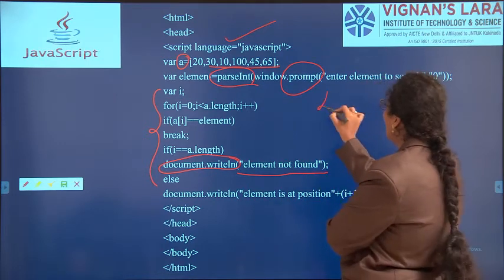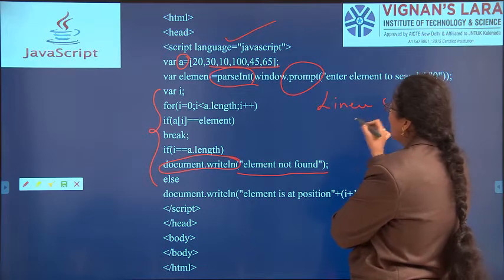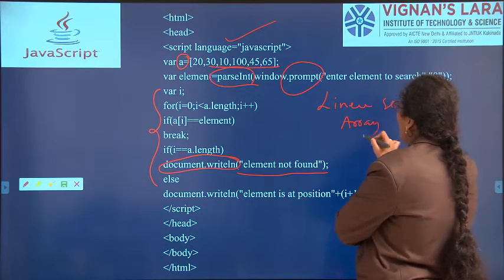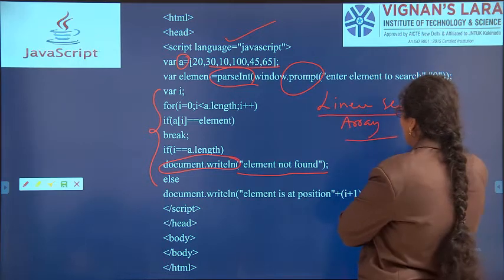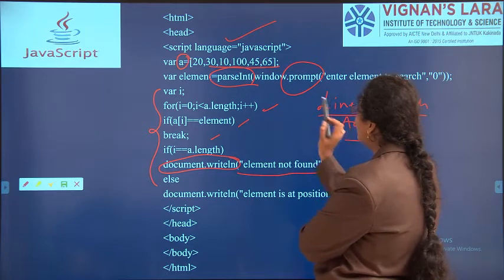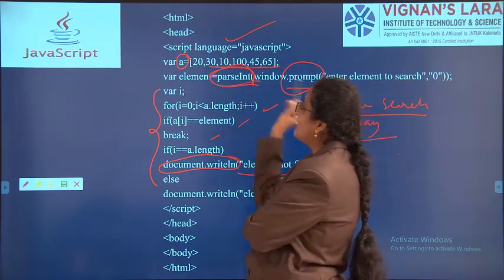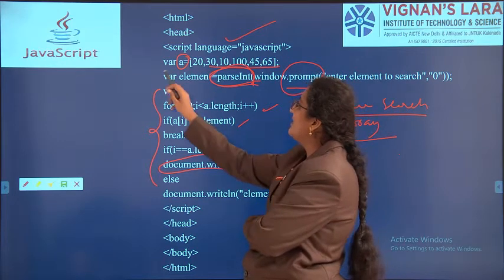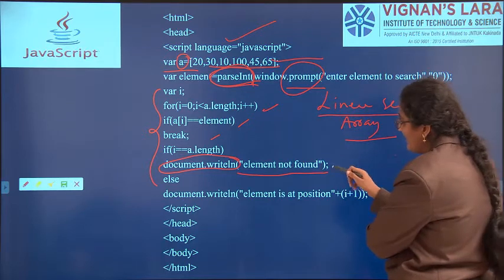What am I doing? I am doing linear search. What is linear search? Searching for an element in an array. I want to search for some element in the array, and for that I am doing linear search. The code for performing linear search is the same. But the new things are prompt for giving the input from the keyboard, parseInt for converting all the elements into integers, declaring the array and giving the array elements, and finally, printing the found element.